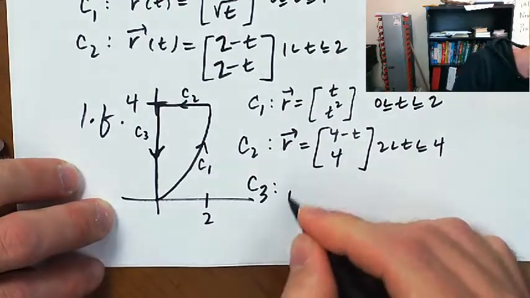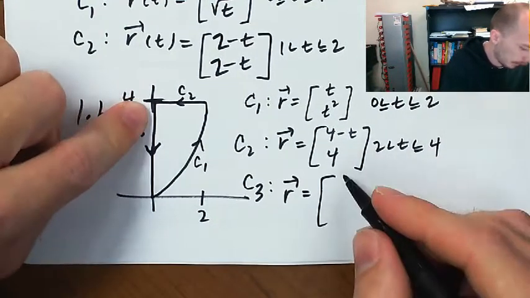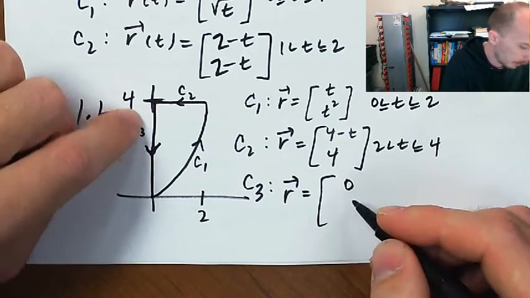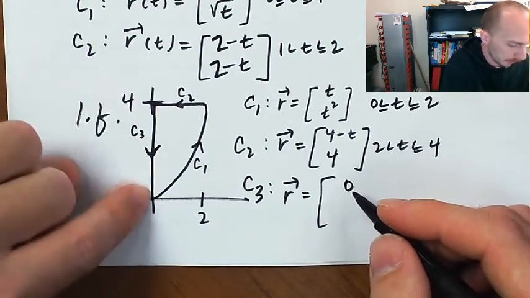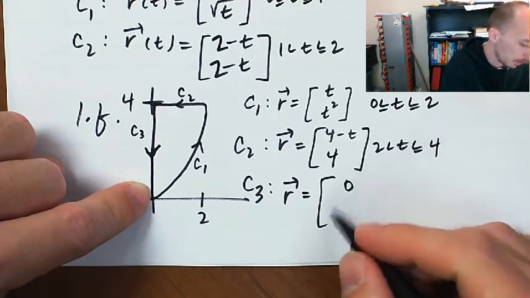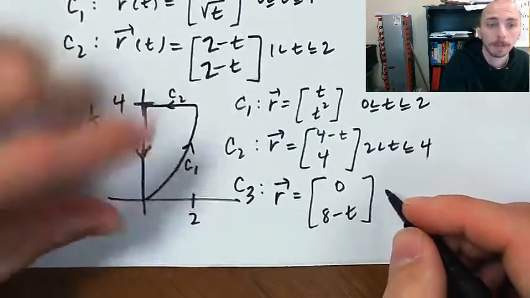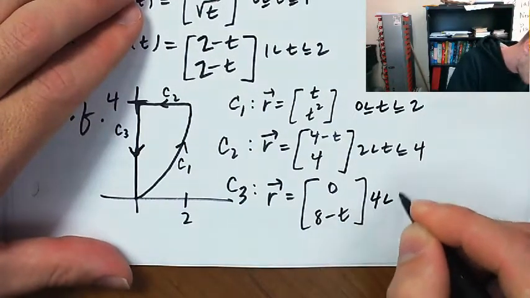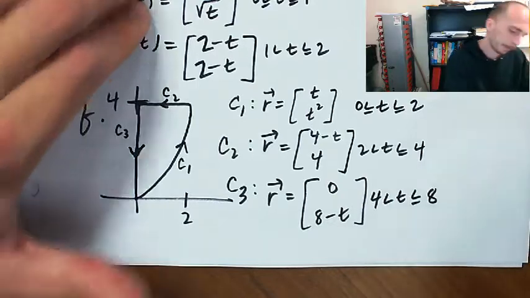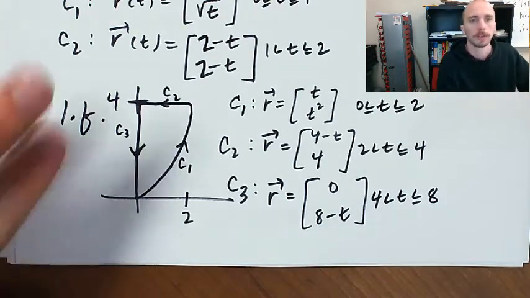And then C3 r is going to be equal to, okay, yeah, x is 0 the whole time, y starts at 4 and decreases, so I'd have 4 minus t, but I know I have to offset t by 4, so that'll be 8 minus t. And that'll be t running from 4 to 8. Okay, and that's all the parameterization principle I need to do today.